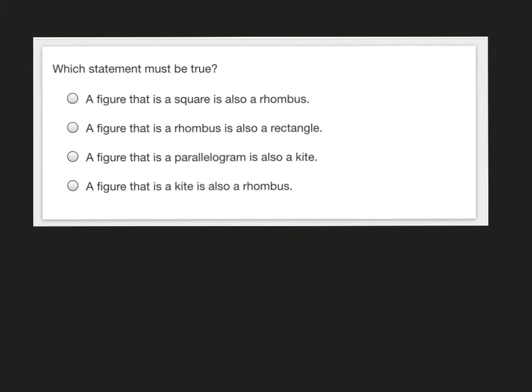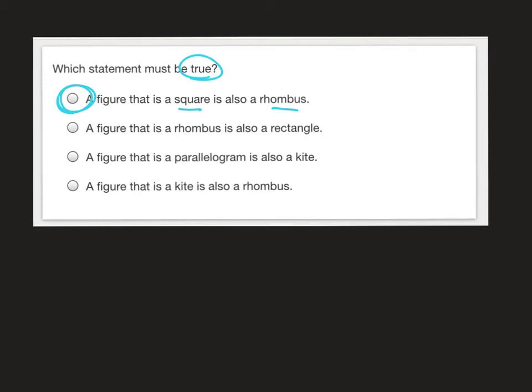All right, this one is another true statement that you're looking for. And if you look through each one, you can kind of mark out some answers that you know are not true. Actually, when you read the first choice, a figure that is a square is also a rhombus. That is your answer because a rhombus just has to have 4 equal sides. Well, a square obviously has that. It just specifically also has 4 right angles.